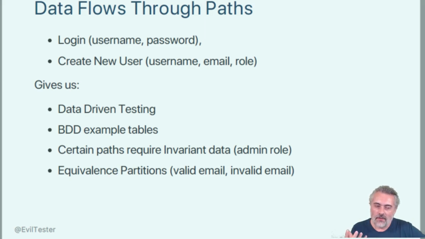Certain paths are going to require invariant data, like we can only create a new user if we come in as an admin role. If we're logging in as a non-admin, we can't even do this. So we don't have to say that we're logging in as an admin user, because in order to create a new user, we have to be. It's an invariant. Then everyone knows about equivalence partitions, but people tend to think about equivalence partitions purely as a kind of single input technique, whereas data is equivalent in different ways at different points in the system. And we have to be aware of that when we're exploring paths. Otherwise, we do too much testing. This is a way of funneling down our testing.